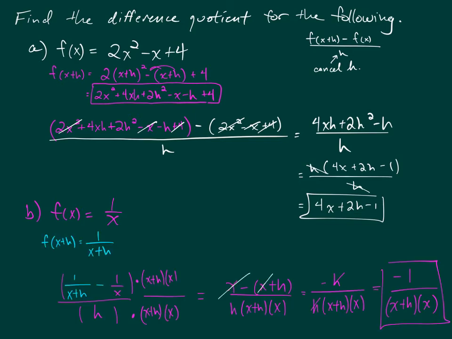For part B down here, f of x plus h, which you need to figure out before you can do anything else, is just 1 over x plus h. So in the difference quotient expression, we have f of x plus h, which is just 1 over x plus h, minus f of x, which is 1 over x, all over h. You multiply the entire numerator and entire denominator by an LCD, which is x plus h times x.